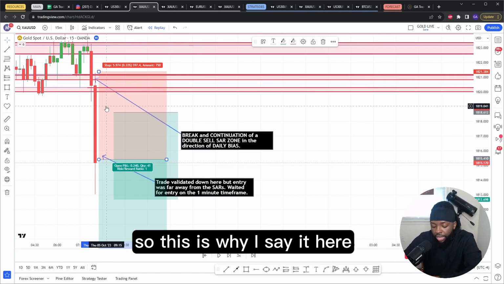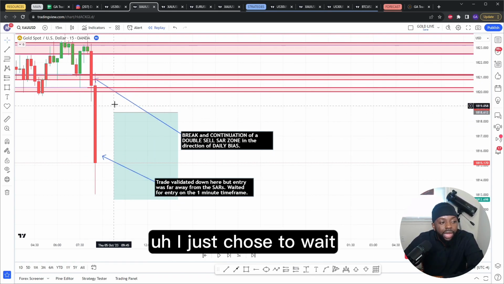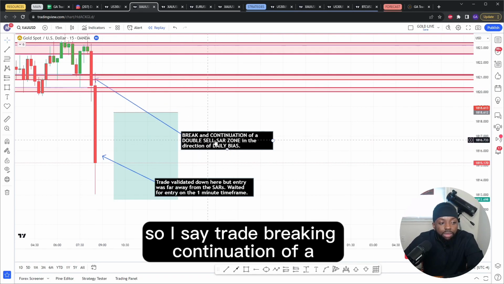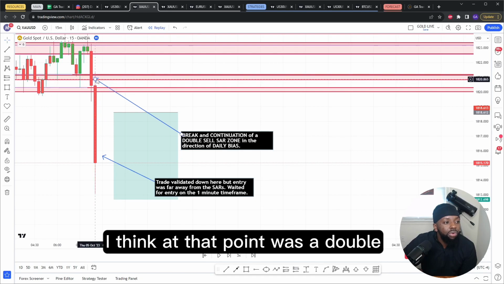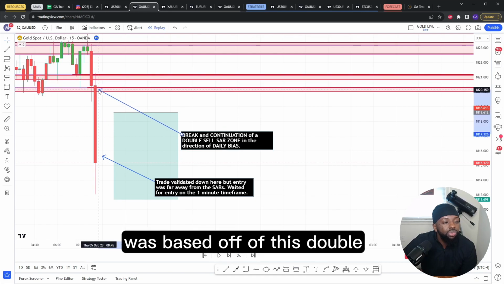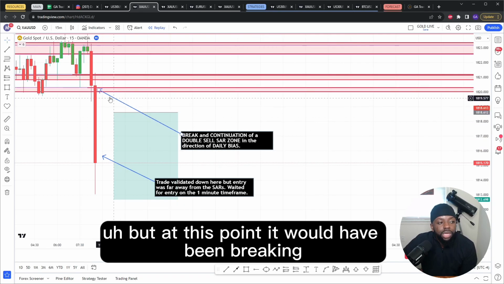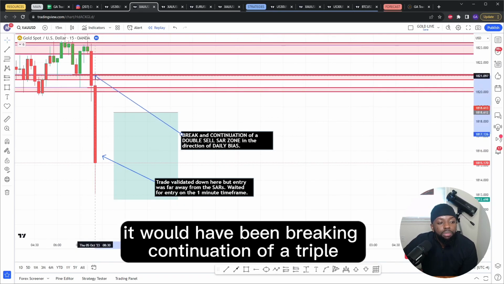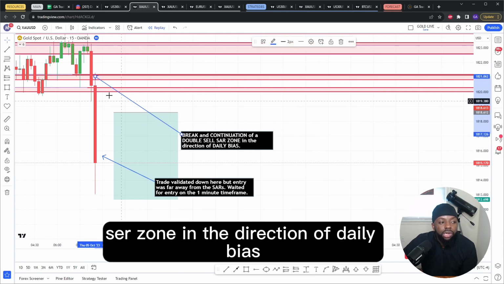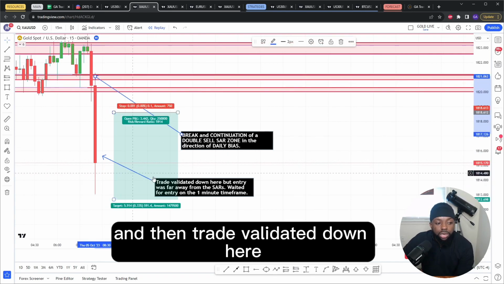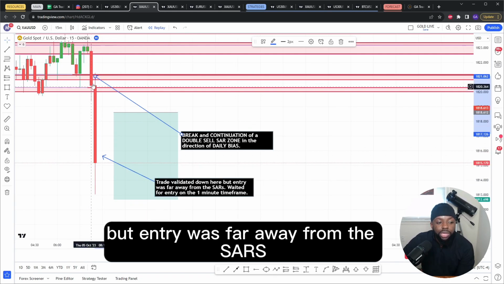So this is why I said here I just chose to wait. The trade had validated for that entry, so I say trade break and continuation of, I think at that point it was a double. I think this trade actually was based off of this double, but at this point it would have been break and continuation of a triple SAR zone in the direction of daily bias, and then trade validated down here, but entry was far away from the SARs.